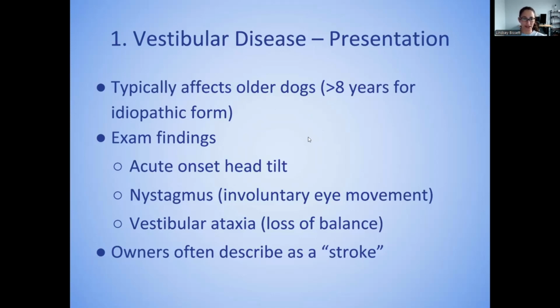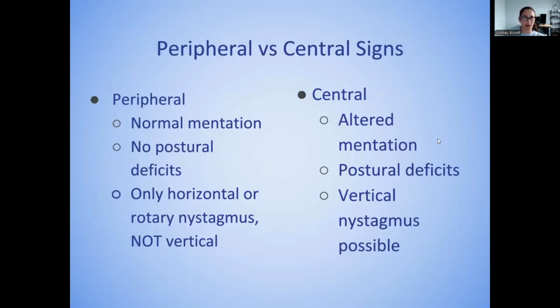So the exam findings are a pretty acute onset head tilt, nystagmus, the abnormal involuntary eye movement, and vestibular ataxia, so a loss of balance. Owners typically come in describing this as kind of like a stroke, with the sudden onset and the neurologic symptoms that they are witnessing.